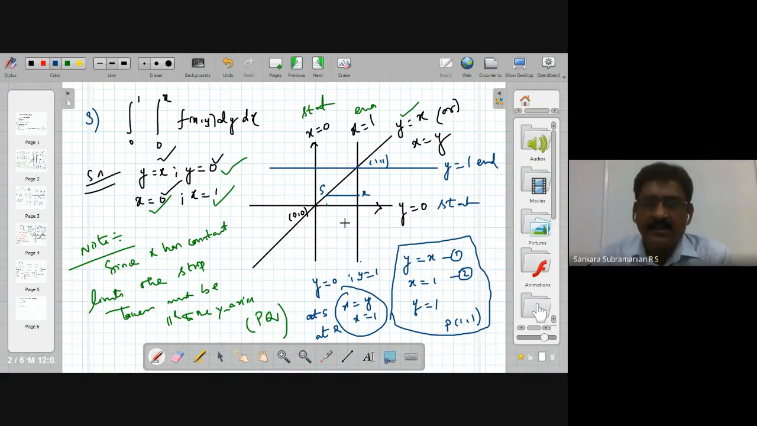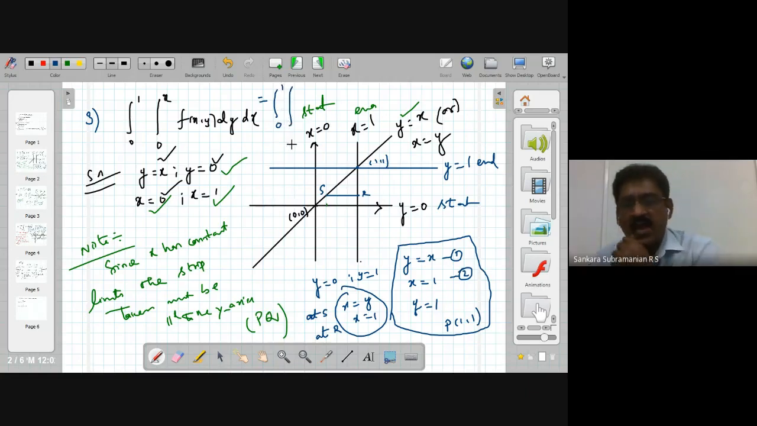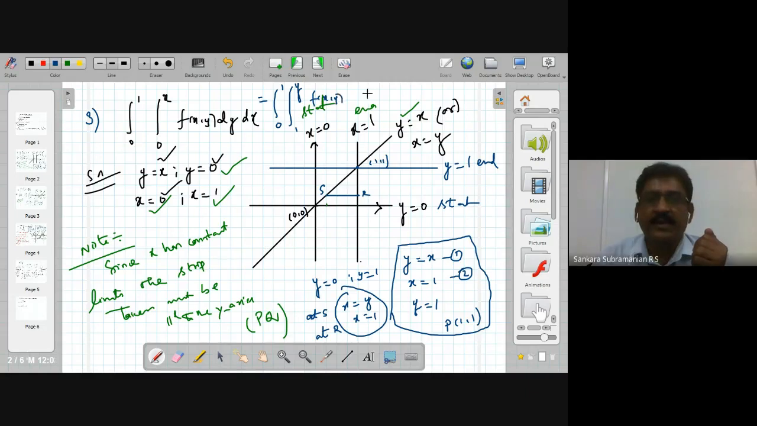Or when you write it now, this is equal to this. After changing the order of integration, y becomes 0 to 1 and x is 1 to y. This is the function f of x comma y, and since it is y, it becomes dx dy. This is the change of order.